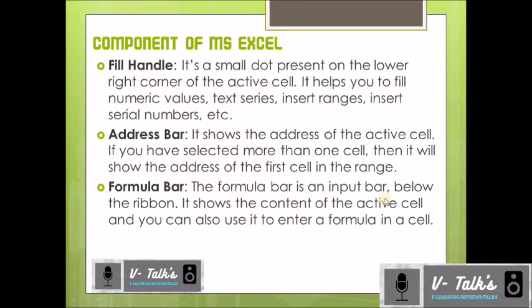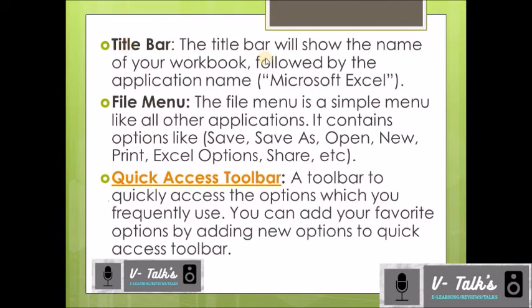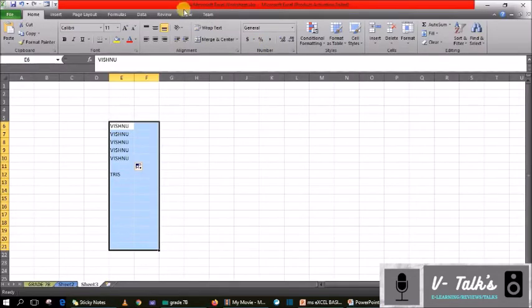Formula bar. The formula bar is an input bar below the ribbon. It shows the content of the active cell and you can also use it to enter a formula in a cell. Title bar. The title bar will show the name of your workbook followed by the application name Microsoft Excel. You can see the title bar here.